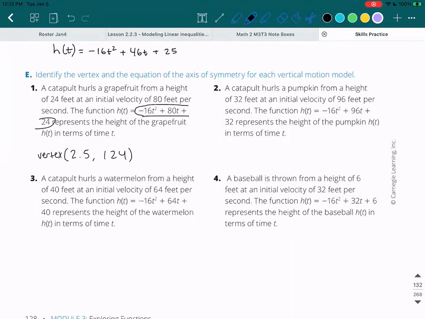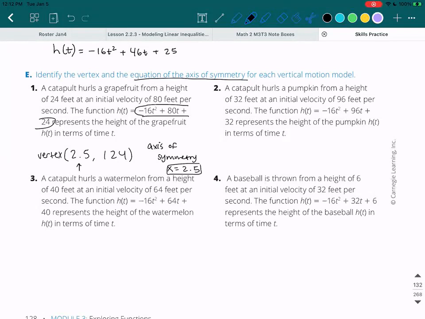And then the axis of symmetry, we're going to want to write the equation for it. Write the equation of the axis of symmetry. It's super simple. It's literally the x value, 2.5. So since it's the x value, you write x equals 2.5. That's your axis of symmetry.